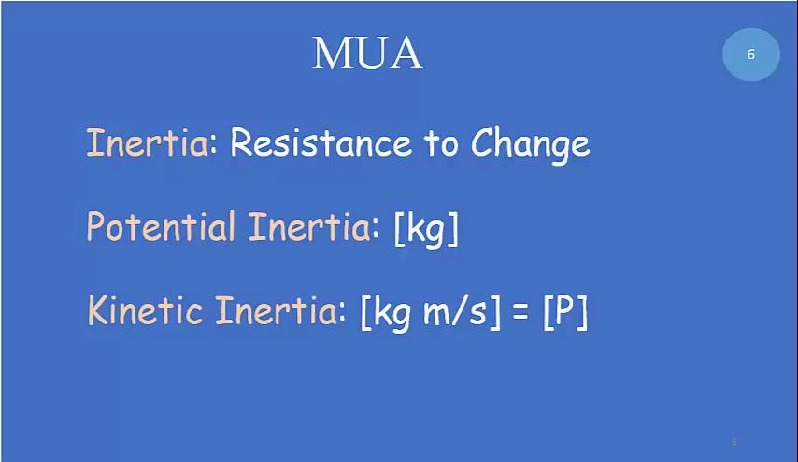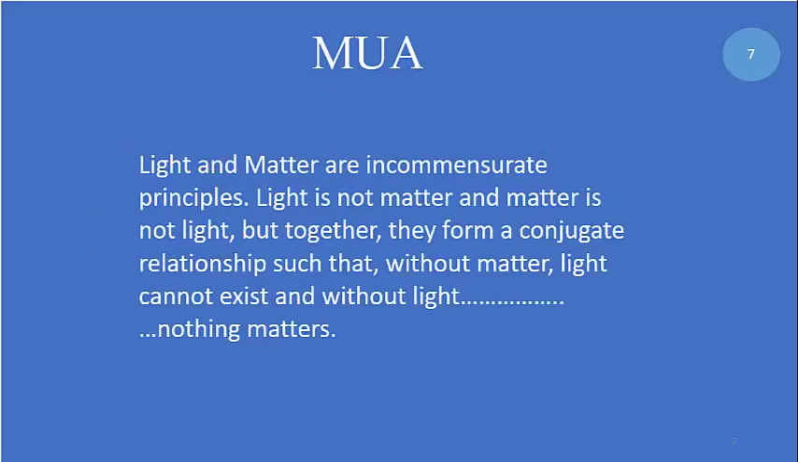In terms of the principle of incommensurability, defined by MOA, these two terms, potential and kinetic, are incommensurate principles. Light and matter are incommensurate principles. Light is not matter, and matter is not light, but together they form a conjugate relationship such that without matter, light cannot exist, and without light, well, nothing matters.